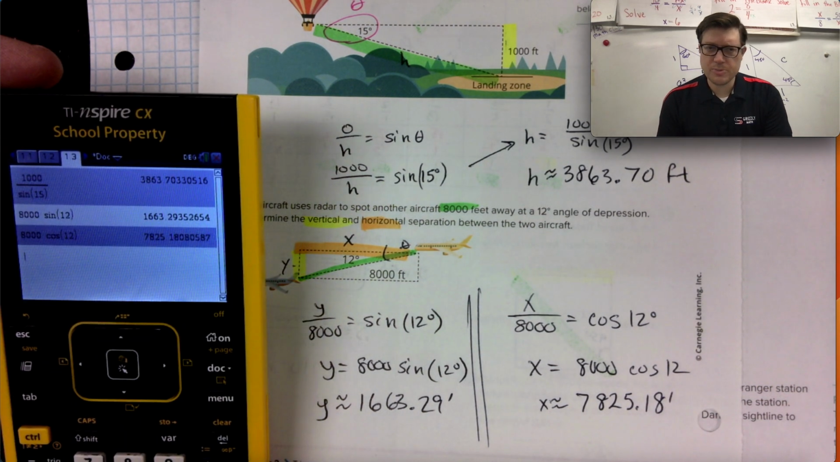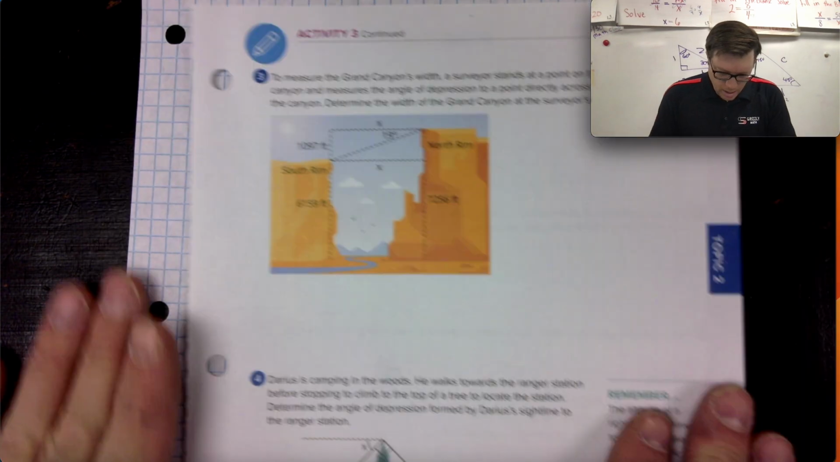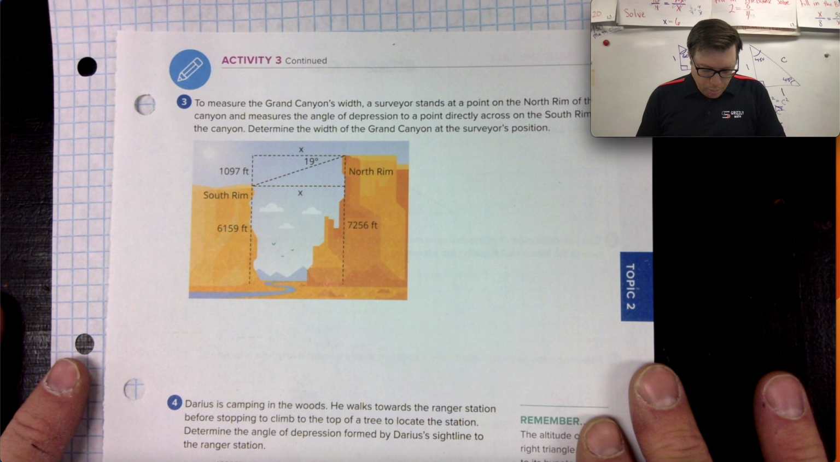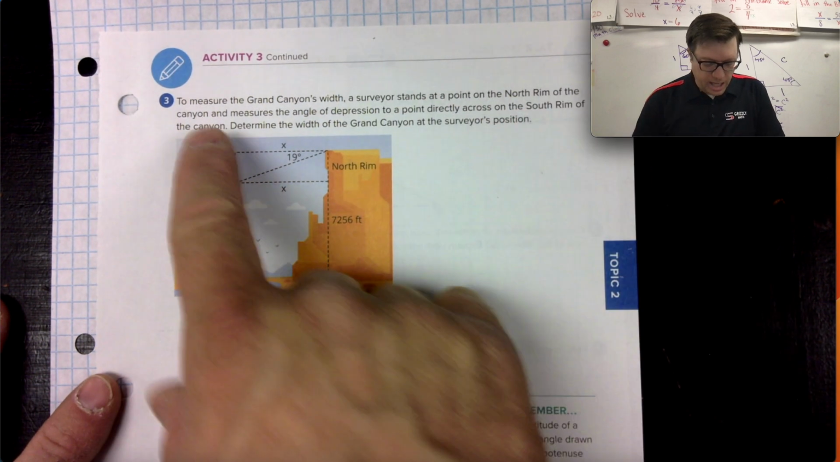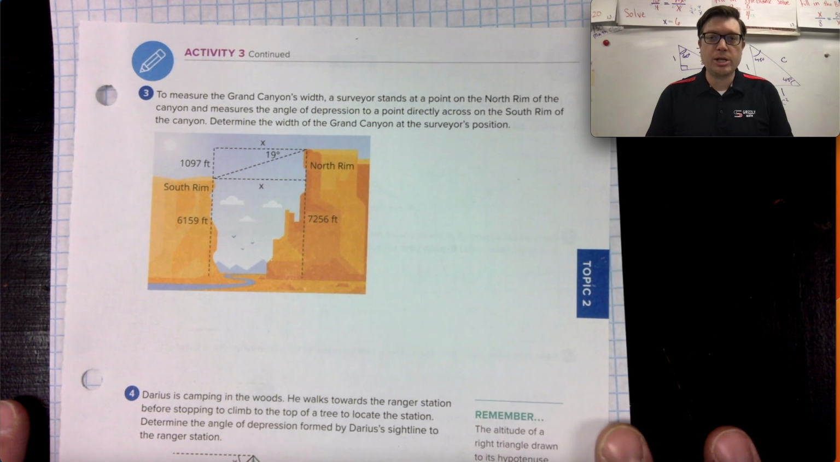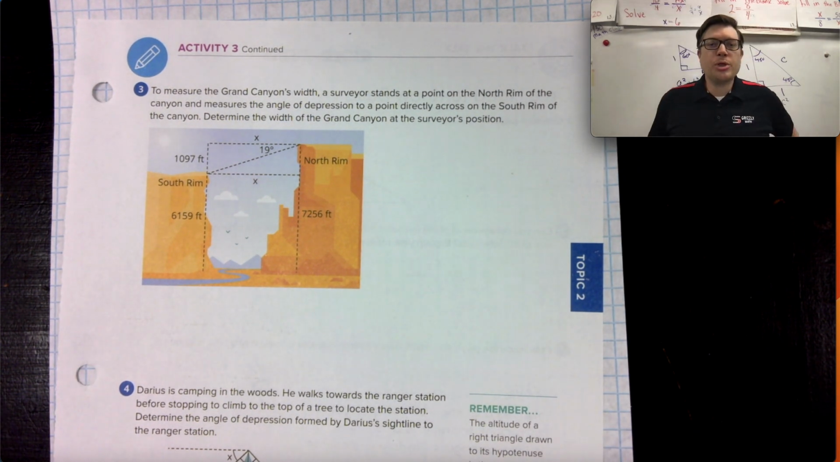There's my calculator screen. Question 3. To measure the Grand Canyon's width, a surveyor stands at a point on the north rim of the canyon, I've been there, and measures the angle of depression to a point directly across to the south rim of the canyon. I haven't been there. Determine the width of the Grand Canyon at the surveyor's position.